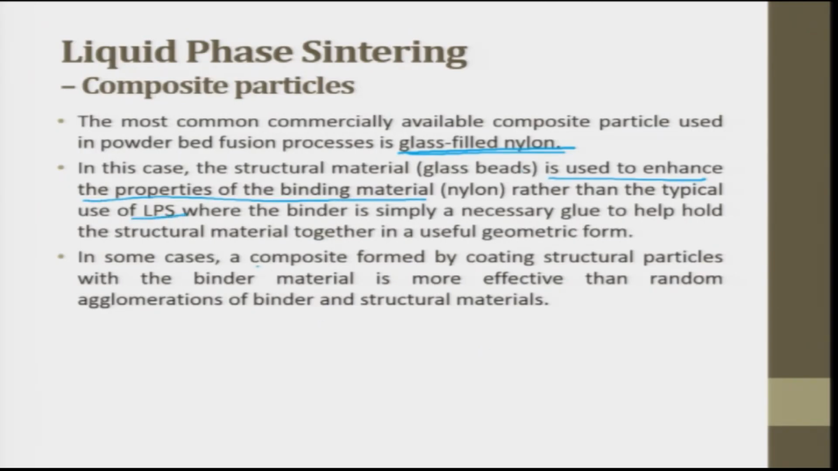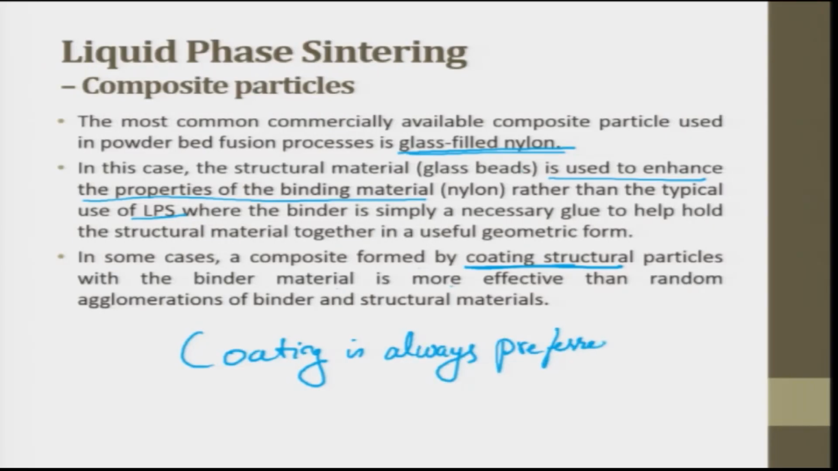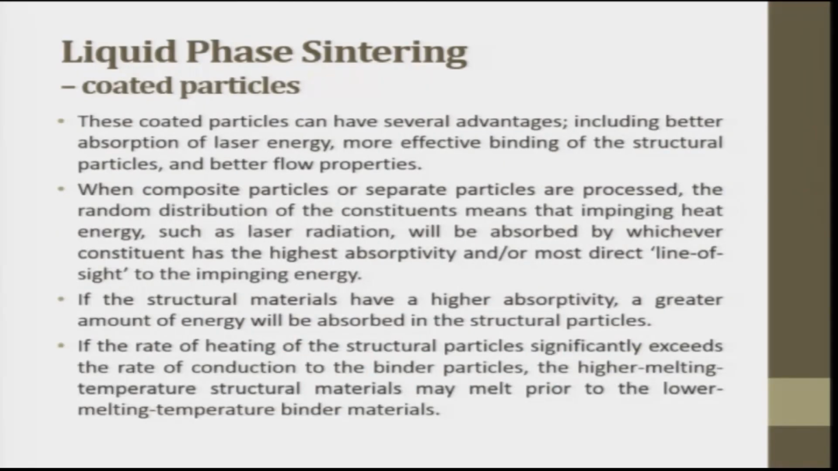In some cases, a composite formed by coating structural particles with the binder material is more effective than random agglomeration of binder and structural material. Coating is better. Coating is always preferred, always. Why? Because it will give very good properties, whatever strength or other properties. The coating, the next phase.